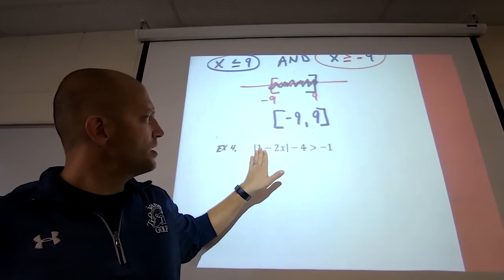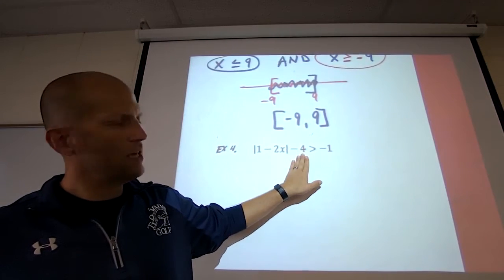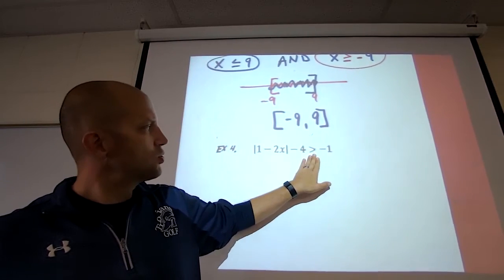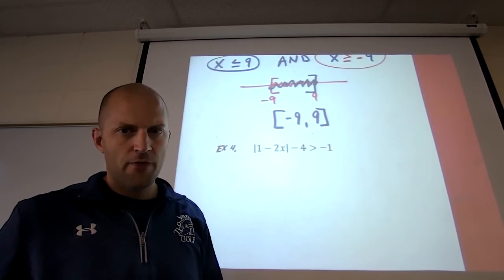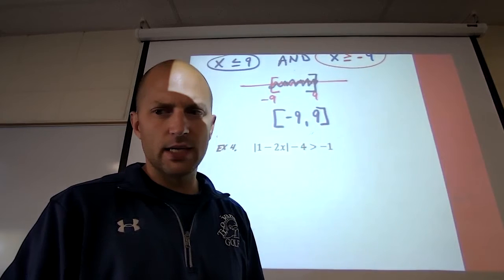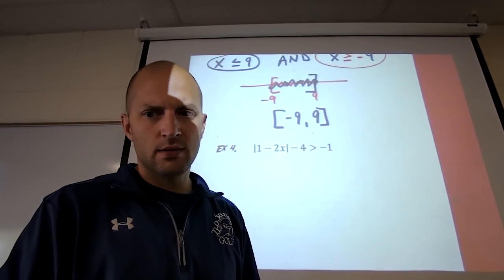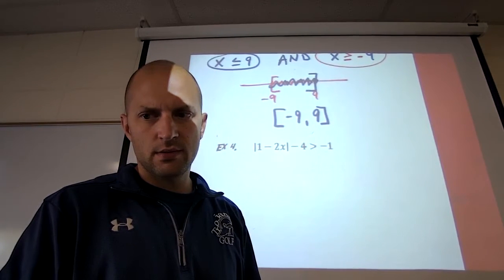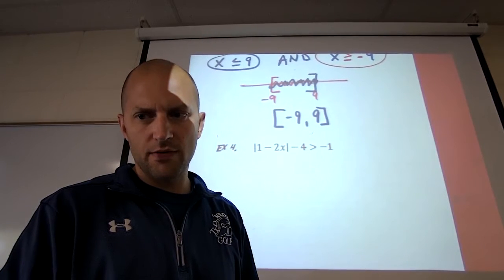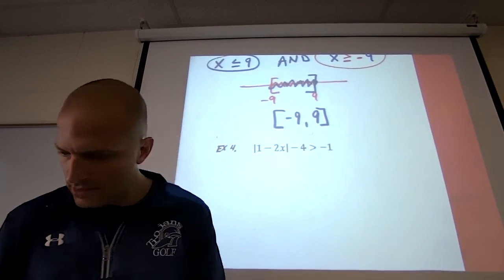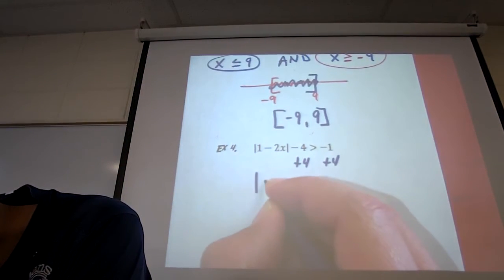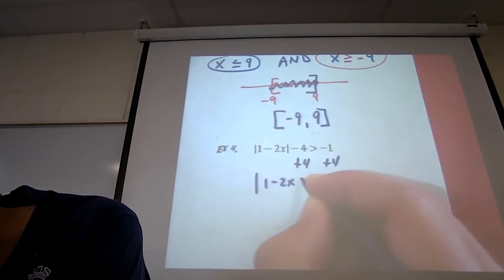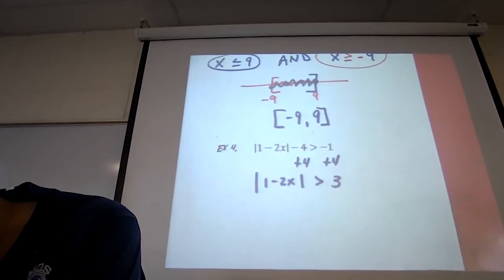Here I have the absolute value of 1 minus 2x, and then negative 4 on the outside is greater than negative 1. Okay? First thing you're going to do, how am I going to solve this thing? How are we going to solve? You have to add the 4 over. Add the 4 over. Very good. So now I have the absolute value of 1 minus 2x is greater than 3.